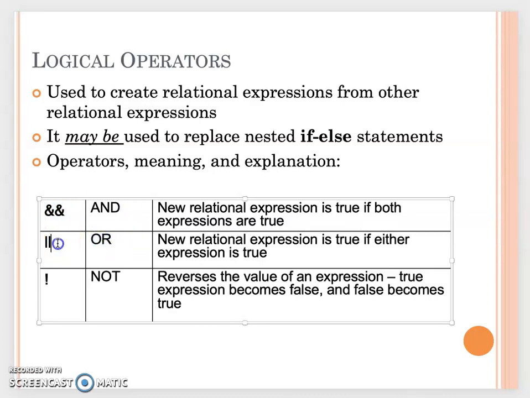Then we have OR. In C++, the OR symbol is two pipes. The new relational expression is true if either expression is true. So with OR, you also have two expressions associated with it. On the left you have expression 1, and on the right you have expression 2. If just one of the expressions is true, then we return true.